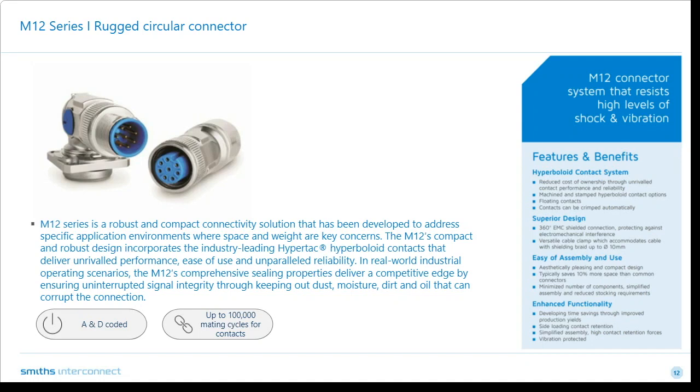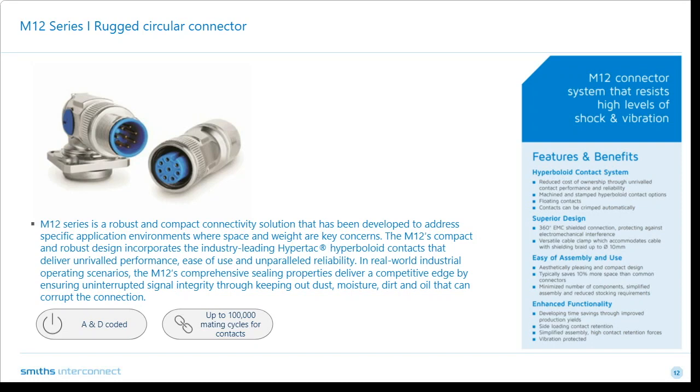In a real-world industrial operating scenario, we have seen that the M12's comprehensive sealing properties deliver not only the contact technology that we talked about, but the sealing also brings a competitive edge by ensuring uninterrupted signal integrity, which keeps the dust out, the moisture out, the dirt out, the oil out, all the things that I talked about, which are a perfectly conducive environment to set in a failure mode to start, and then drive a good to very good performing connector to a poorly performing connector.